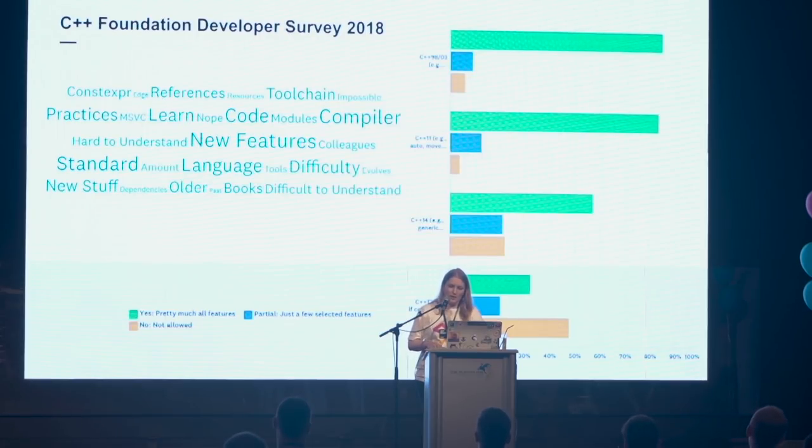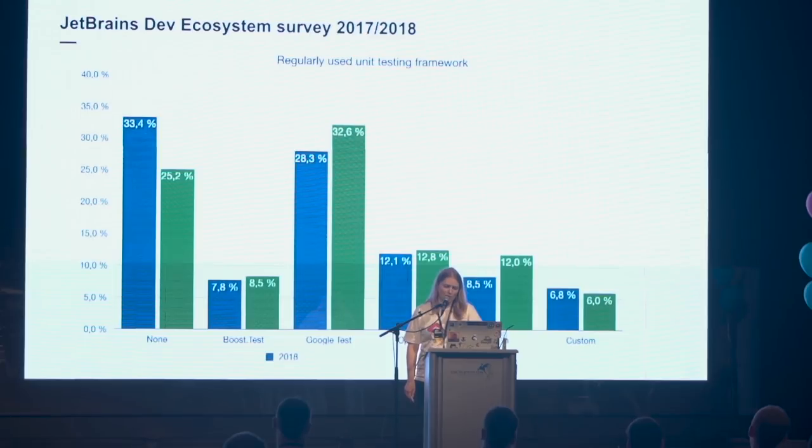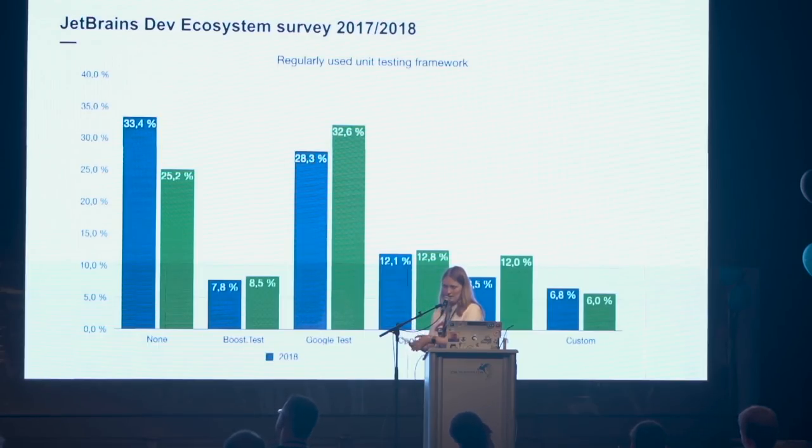Before that, a couple more graphs to show you here. When we talk about the adoption of the new standard, there are two important techniques which we have to keep in mind: unit testing and static analysis, because if we move to a new standard, we have to somehow check that we haven't broken anything. So either with unit testing or with static analysis.